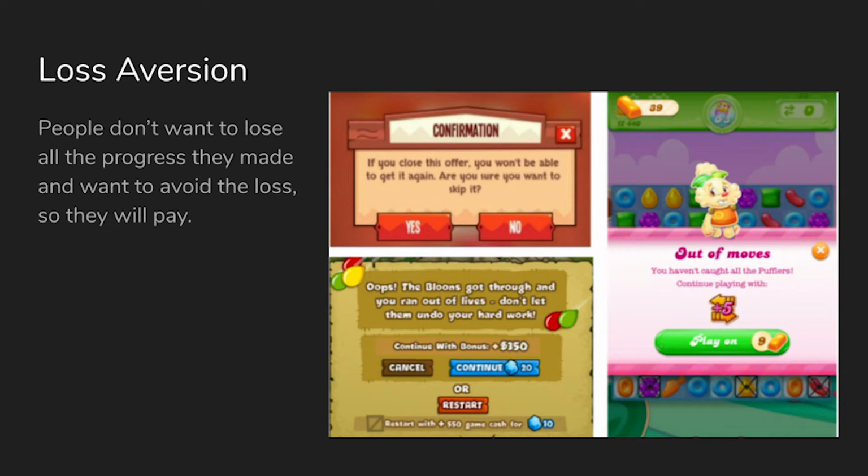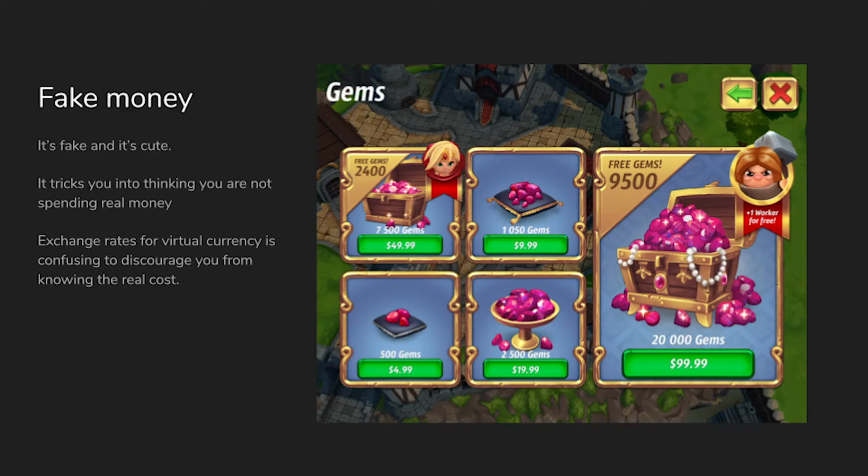When you progress in a game and you're pretty invested in it, it becomes a very habitual game. At that point they'll stick you with, hey, you better pay me everything or you're going to lose all your data. So this is loss aversion. We're getting into more behavioral psychology of Dark UX right now. Big money.